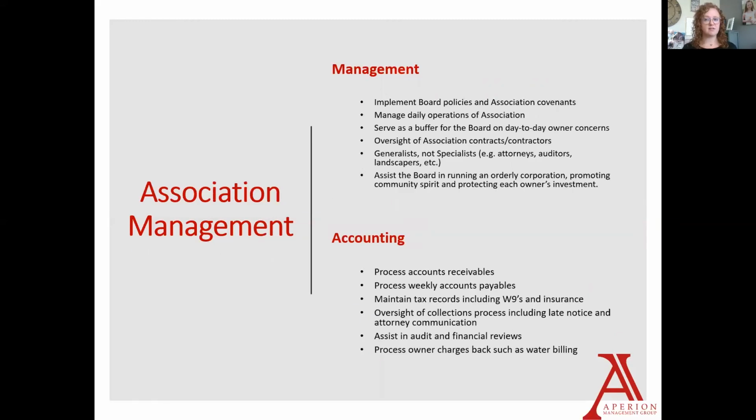We are overseeing your collections process from your adopted collections resolution. We're sending those initial correspondence to them. When they get to a point of escalation, that's when we're helping you send those over to the attorney and making sure that those processes are followed, really trying to make sure that your accounts receivable are collected. Assisting in auditing your financials, so we're providing all your information out to your outside CPA firm to review those, and processing any ancillary billings that might come up. Do you have water? Do you have other expenses that we're reconciling and billing back to owners?